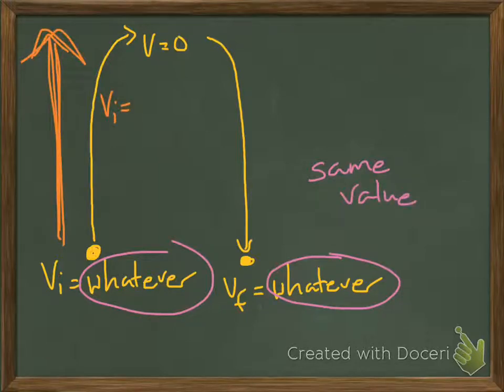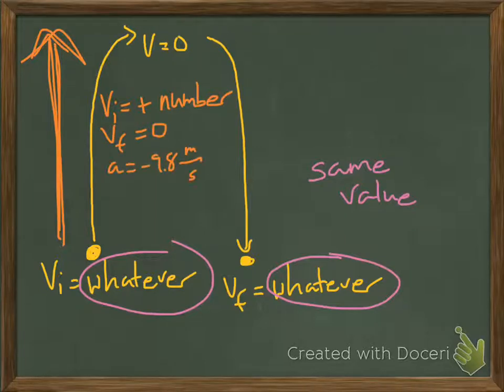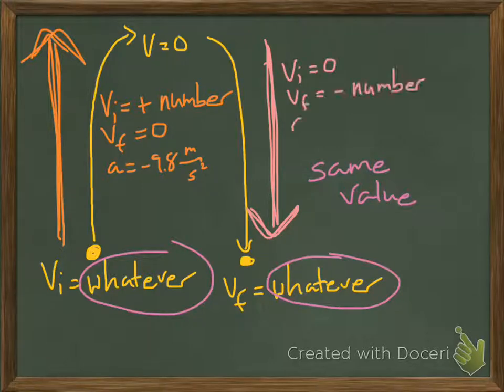So let's talk about the up trip. Just on the way up, your initial velocity is some positive number that you start with. Your final velocity is 0. And your acceleration is gravity, negative 9.8. On the trip down, your initial velocity is 0 because you're starting from that top point where your y velocity was 0. Your velocity is some negative number that you're going to end with. Your final velocity is that negative number at the bottom. And again, your acceleration is negative 9.8.